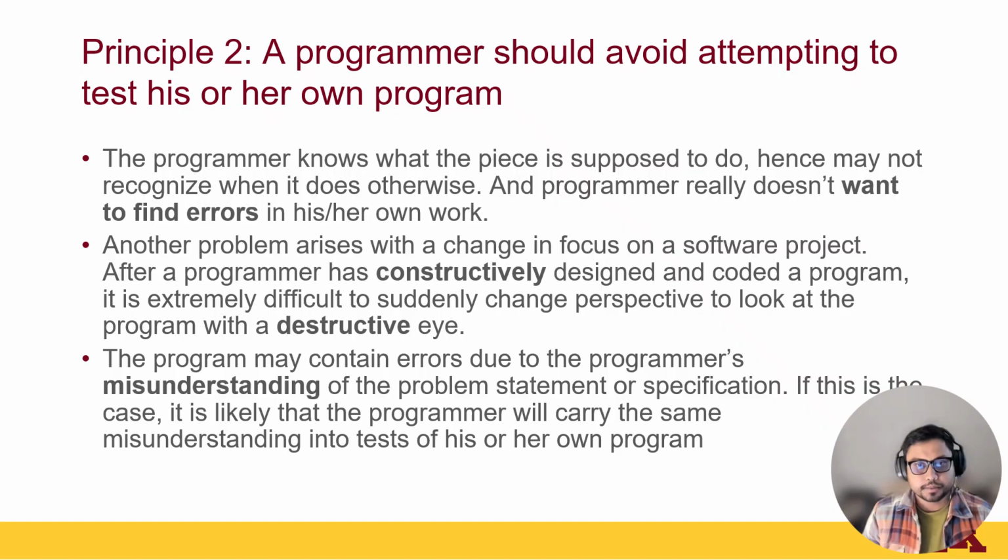The second principle argues that programmers should avoid testing their own programs whenever possible. The core reason is human bias. A programmer knows what the program is supposed to do and is therefore more likely to overlook cases where it does something different. When reading output, the programmer's brain often sees what it expects to see rather than what is actually there. Another issue is emotional investment.